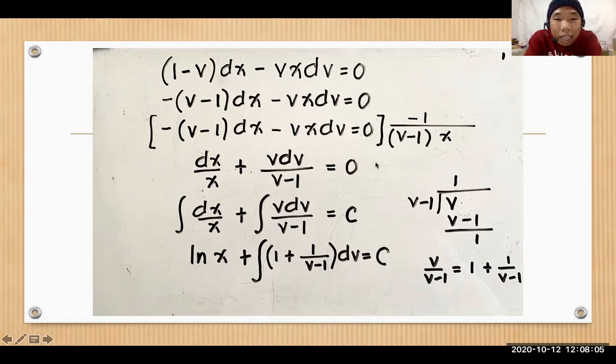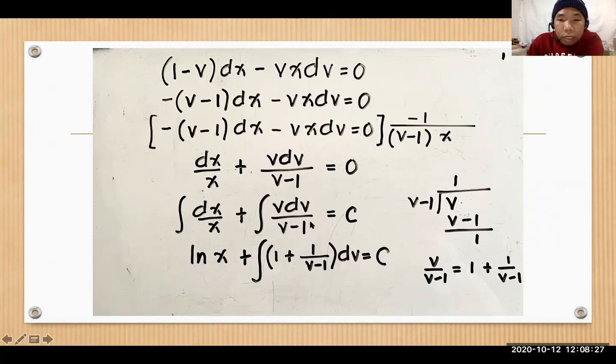So we can now integrate each term. So the integral of dx over x, you have ln of x, and the integral of v dv over v minus 1. So what we will do here is we divide. The equivalent of v over v minus 1 is 1 plus 1 over v minus 1.